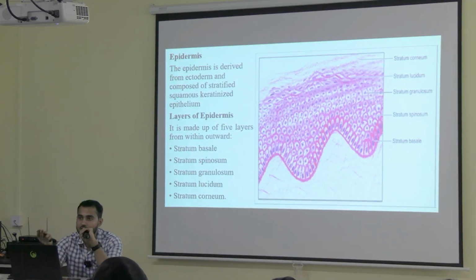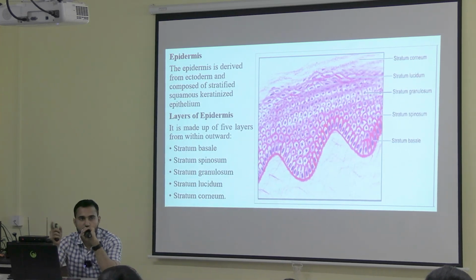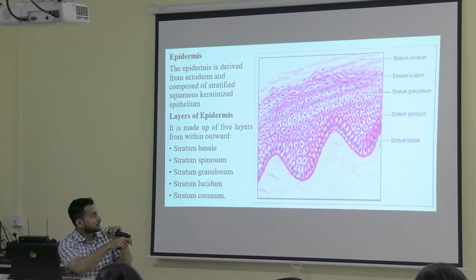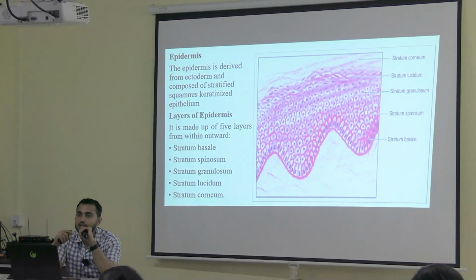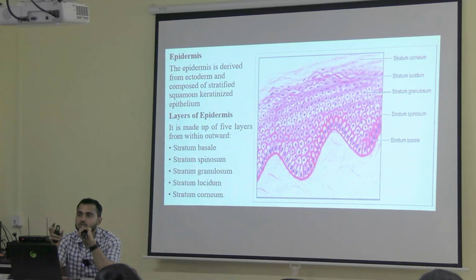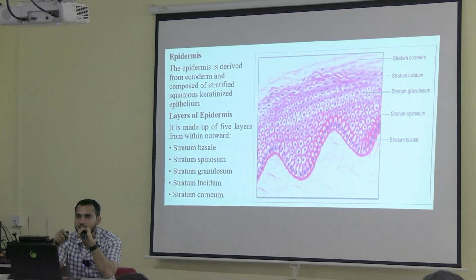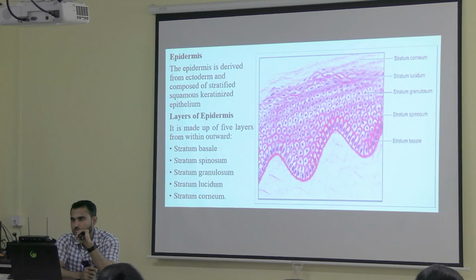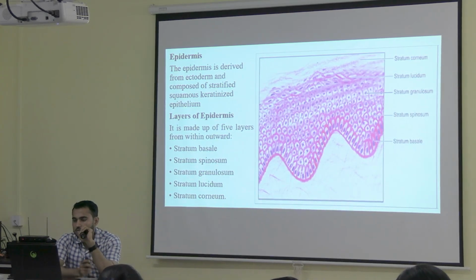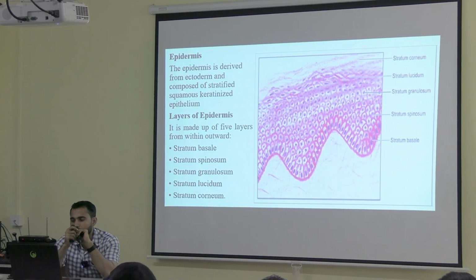Because whenever the processing is done, first of all, these cells are attached to each other with the help of desmosomes. The cells of this layer, spinosum, are attached to each other by desmosomes. When the preparation is done, the cell shrinks. Once the cell shrinks, some spiny appearance can be seen in the cell. That's why it is called stratum spinosum. So due to this shrinkage, the spines appear in the cell. That's why these are called spinosum.